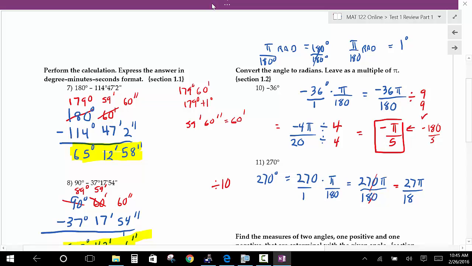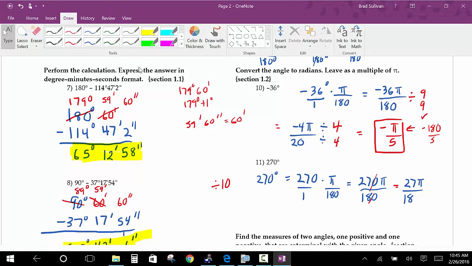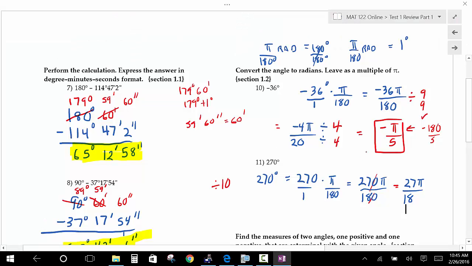And then you can see that they both divide by 9. Again, you can do this in one step if you choose to. So I'm going to go ahead and finish this up. 27 divided by 9 is 3. 18 divided by 9 is 2. So that is 3 pi over 2. Again, you could check by just doing 3 times 180 over 2. Notice that 180 over 2 is 90, and 3 times 90 is 270. So it's very easy to check and make sure that you have a correct answer on these problems.